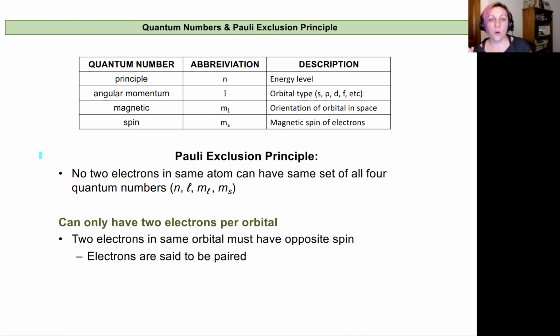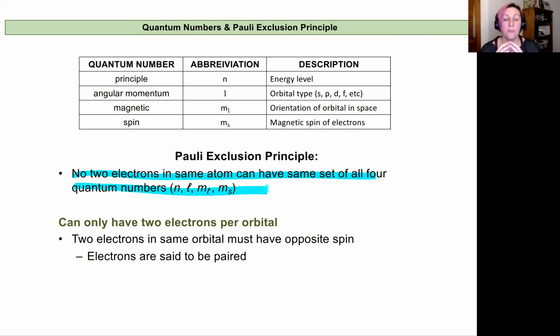And our spin quantum number is m sub s, that's the magnetic spin of electrons. And the Pauli exclusion principle states that no two electrons in the same atom can have the same four numbers. So there are two electrons in every atom that can have the first three numbers be the same, but then they'll differ on their spin number. And so that means we can't have more than two electrons per orbital.